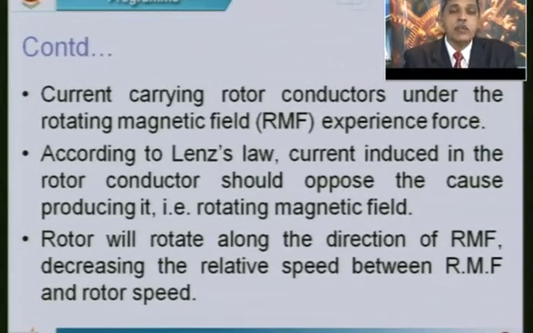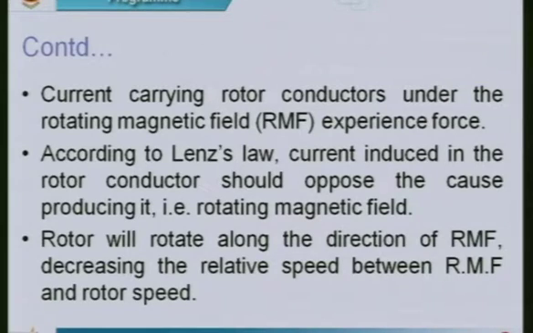So this relative speed is Ns minus 0 when the rotor is stationary. Therefore, the relative speed is more. So to oppose the current in the rotor conductors while opposing the rotating magnetic field causes the rotor to rotate in the same direction as that of the rotating magnetic field. So because of this, the rotor also rotates at a speed.